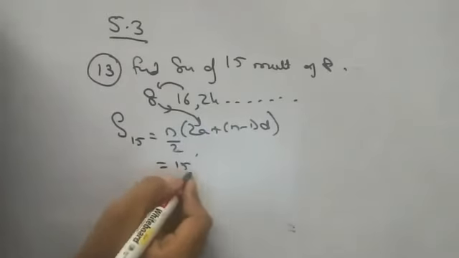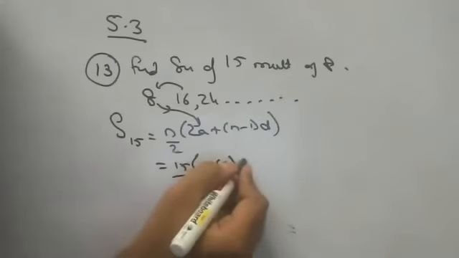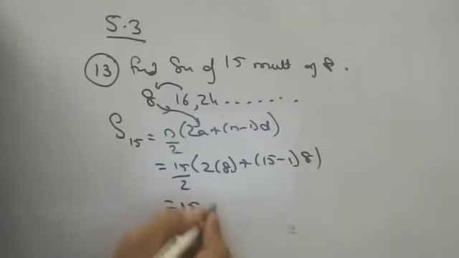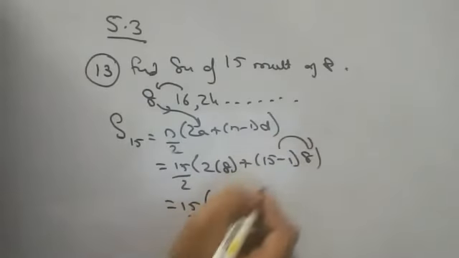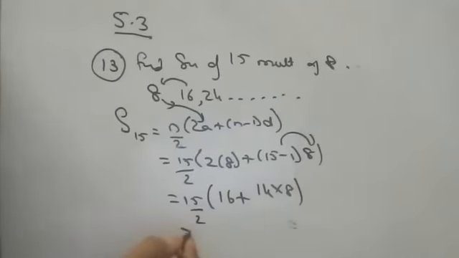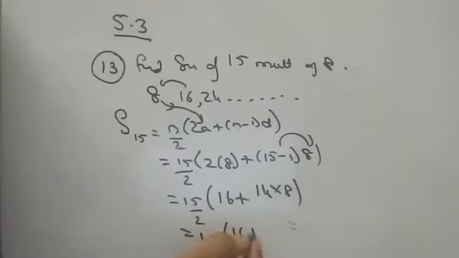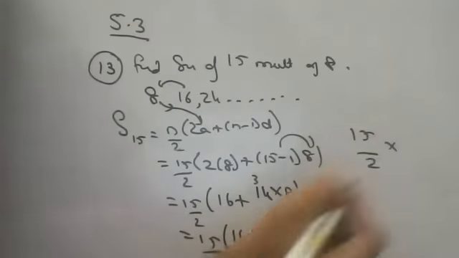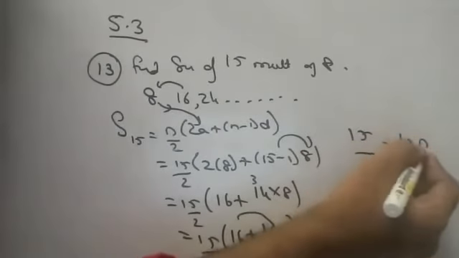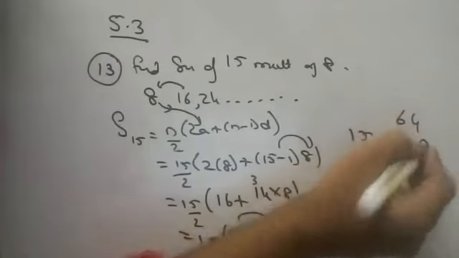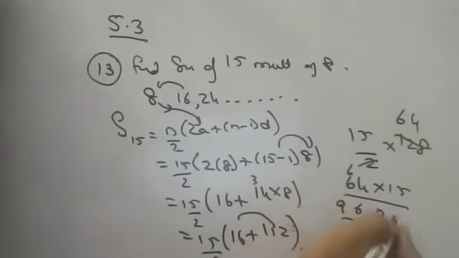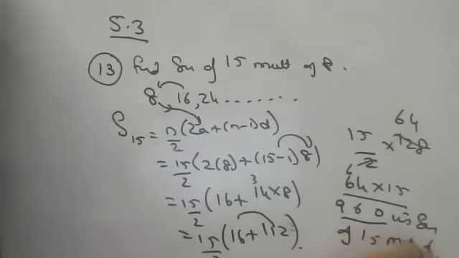Let's see here. 15 by 2 into 2 into 8 plus 15 minus 1 into common difference, which is 8. So 15 by 2 into 16 plus 14 into 8. 14 into 8 is 112. So 15 by 2 into 112 plus 16, that is 128. 128 means 64. So 64 into 15. 15 4s are 60, so 960 is the sum of the first 15 multiples of 8.